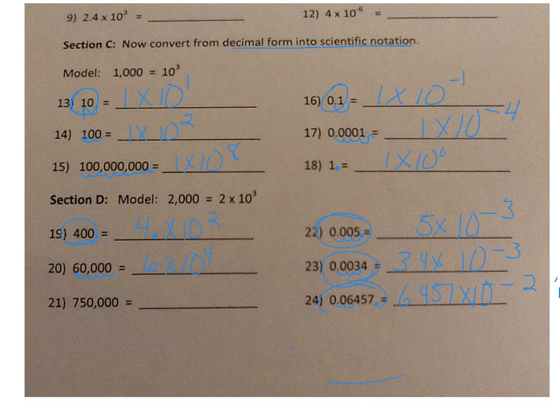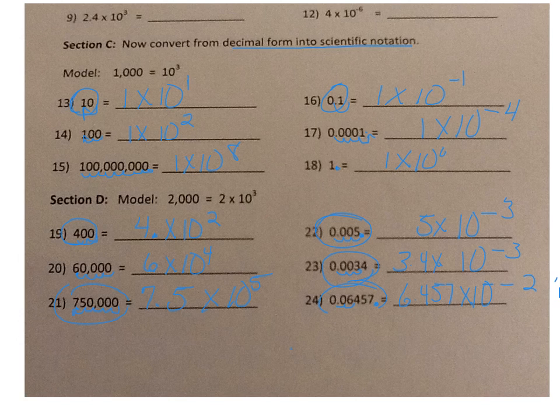Now for our last one, we move it here. It's a big number, so it's going to be a positive exponent. And we have to move the decimal 1, 2, 3, 4, 5 places. So it's going to be 7.5 times 10 to the 5. And that's the first practice worksheet.